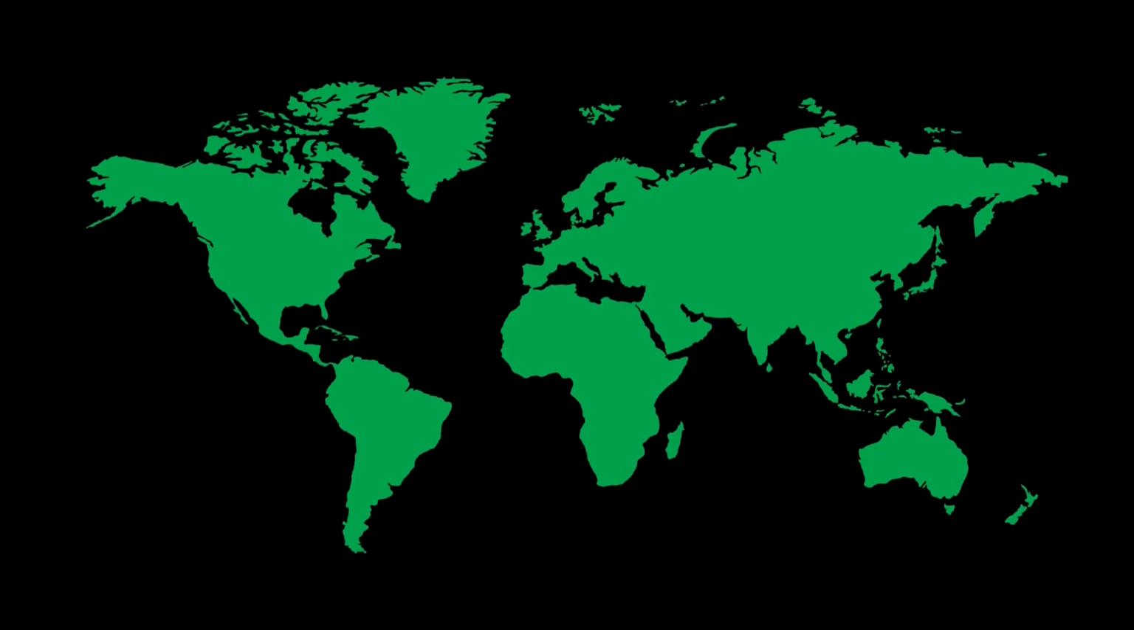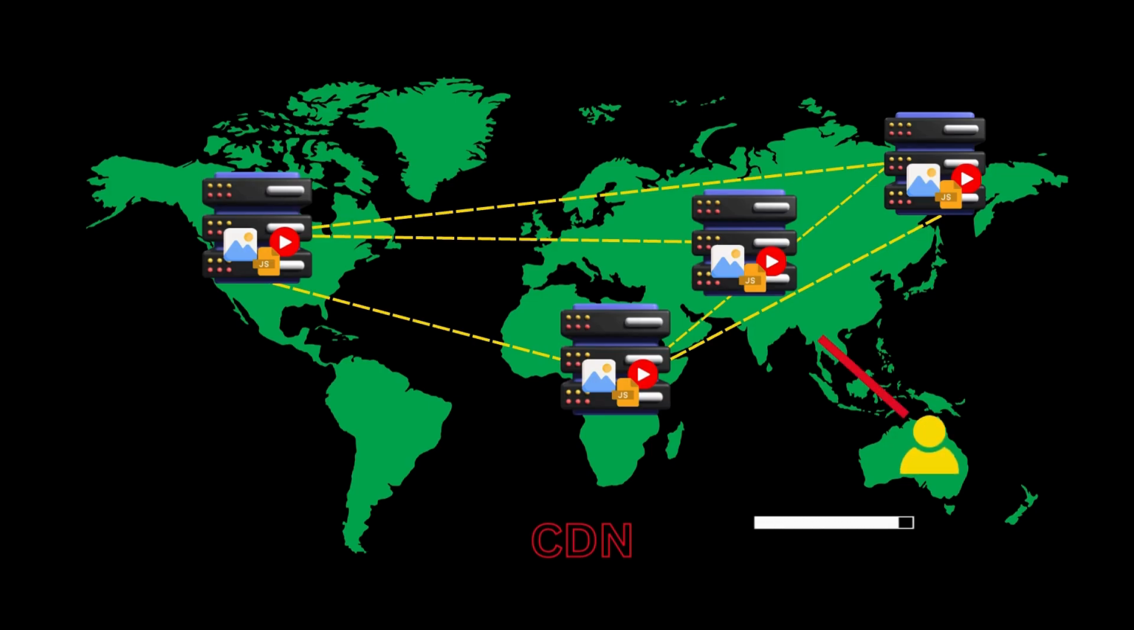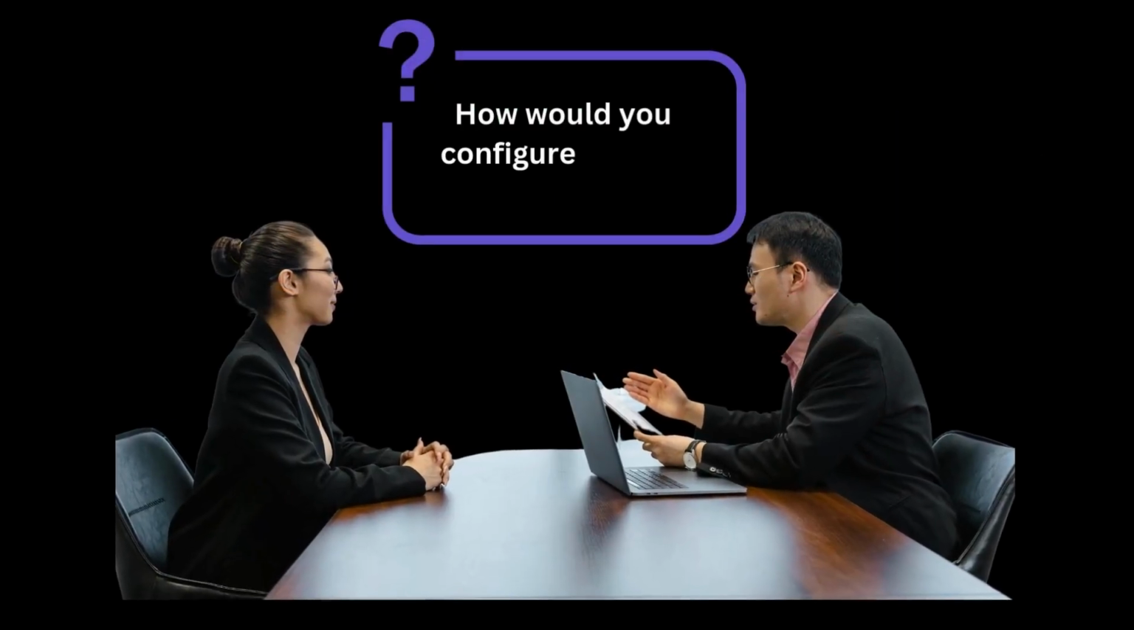Another caching layer is provided by CDNs, which are networks of servers strategically located across multiple geographic regions. These servers store and serve cached copies of web content, such as images, videos, and other static assets. By storing content in multiple locations, CDNs reduce latency and improve page load times for users worldwide. How would you configure a CDN?